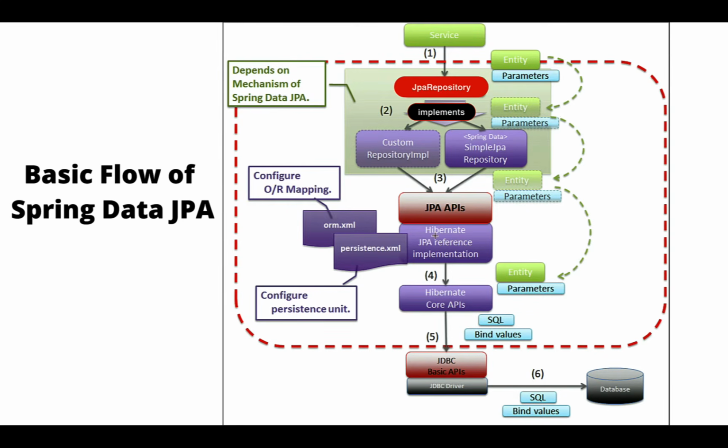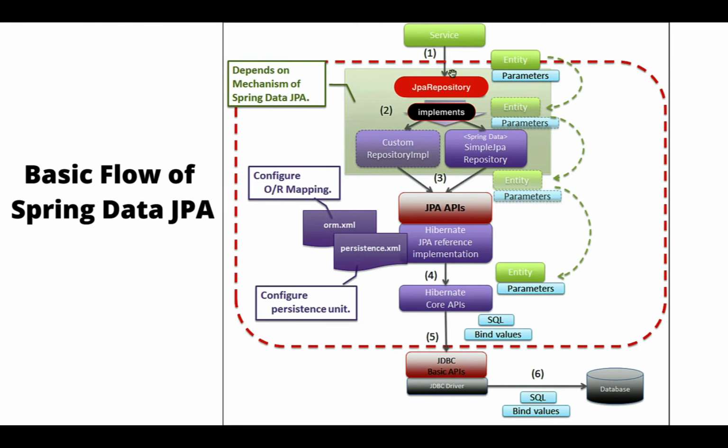So in this case, consider we are using Hibernate as a JPA implementation. Alright, so JPA API internally calls Hibernate core APIs, and then Hibernate will basically generate the SQL queries based on the method call. For example, let's say we want to persist an object into a database table. Then Hibernate will create the insert SQL query, and then it will internally call JDBC basic APIs, and then JDBC basic API will internally talk with the database. Okay, so this is how the flow goes.